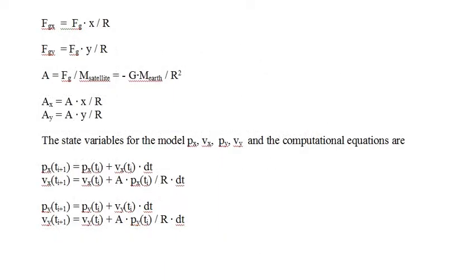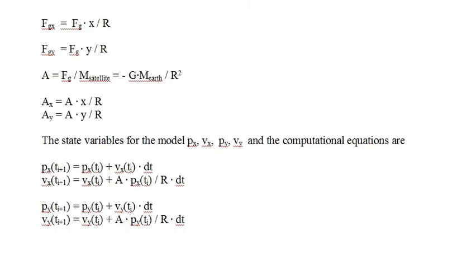With gravity resolved into its x and y components, we can compute the total acceleration a and resolve it into its x and y components. Then, with Newton's law of motion applying to each coordinate, we have the model for the trajectory, and we can write the update equations. The model will have 4 state variables: position and velocity for the x-coordinate and position and velocity for the y-coordinate. And the computational equations are shown.